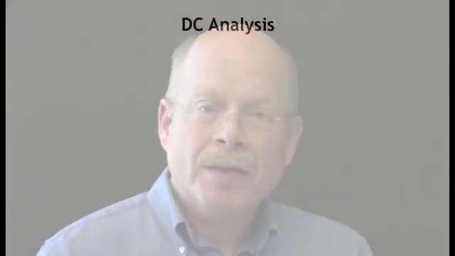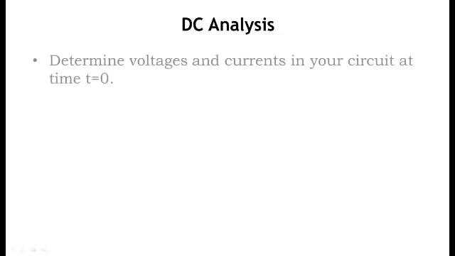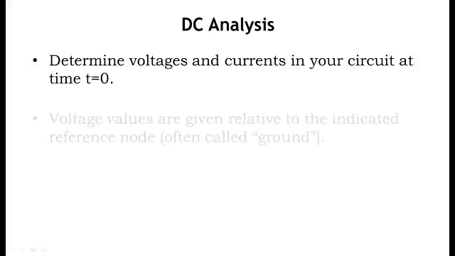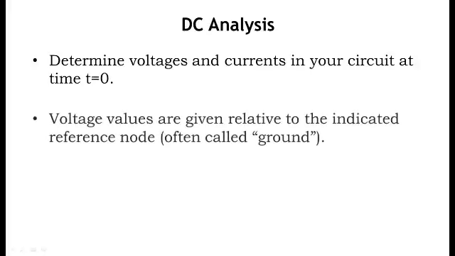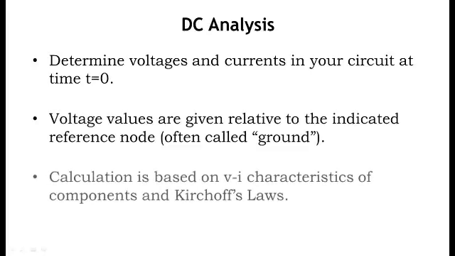Now let me show you how to do a DC analysis of your circuit. A DC analysis will determine the voltage at every node in the circuit at time t equals 0 and the currents through the various components. The voltage values are measured relative to a reference node called the ground node, and all the calculations that the computer will do are based on the voltage-current characteristics of the components and Kirchhoff's laws.